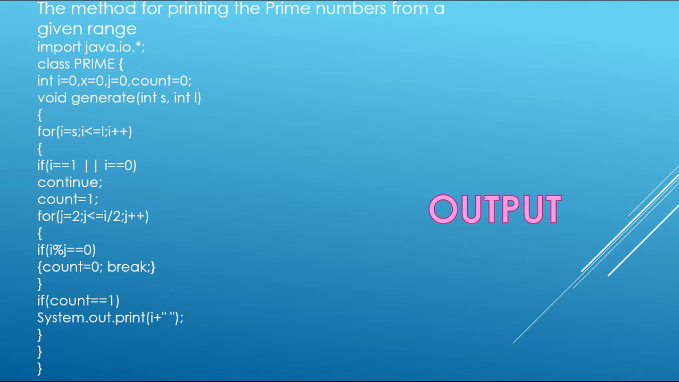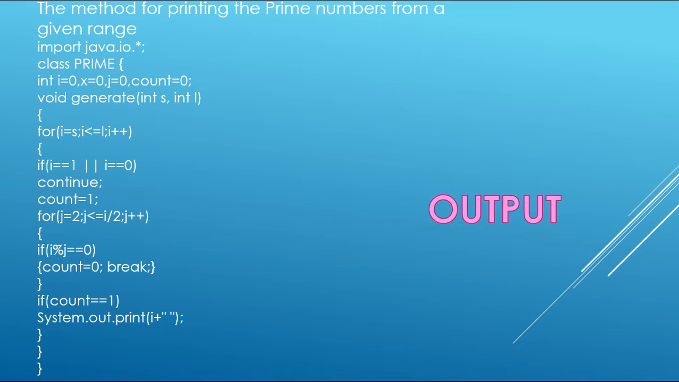What we start with is import java.io.*. From the library we are importing the input output files, and the class name we have given is Prime. We have declared some global variables over here: int i = 0, x = 0, j = 0, count = 0. This is very important, how much you are counting. So the initial value of the count you are placing at 0. Why 0? You will see.